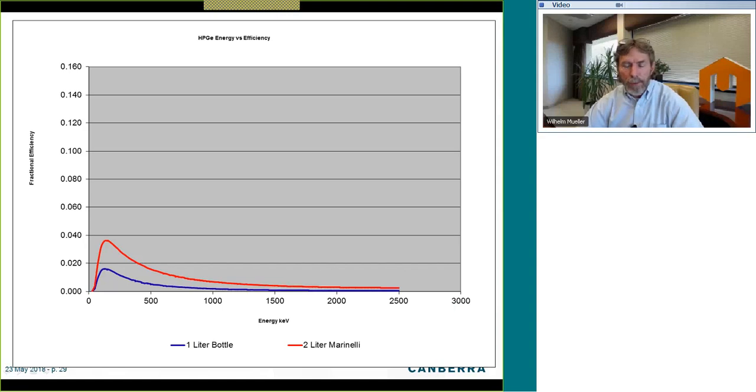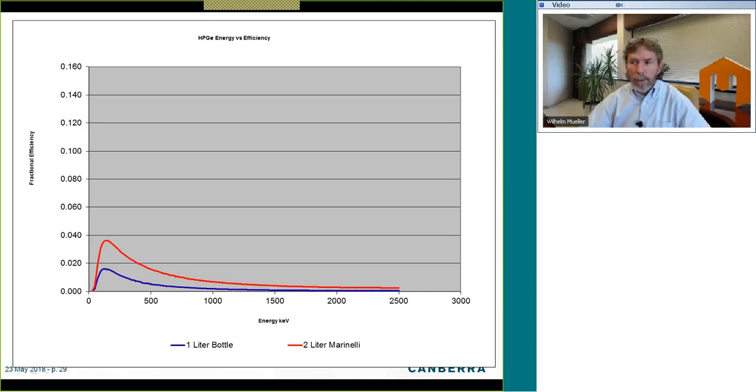And what you see is a significant improvement just by adding the Marinelli over a 1 liter bottle. And in fact, it goes to about 0.036 counts per gamma emission, or about 3.6% absolute efficiency, more than a factor of 2 higher than the 1 liter bottle.